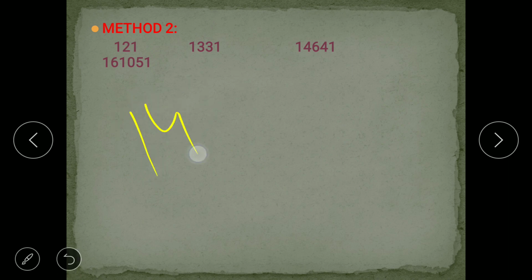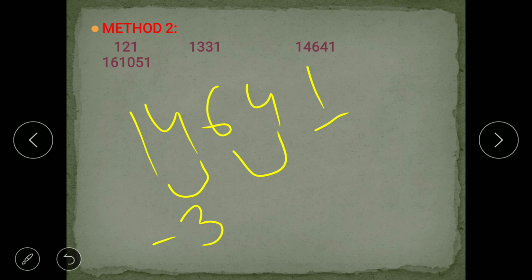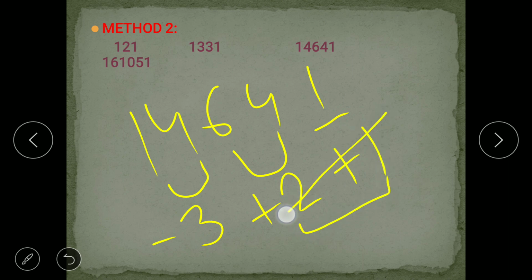1 4 6 4 1. Now see, pair, pair, and this one will be single. 1 minus 4 will give you minus 3. 6 minus 4 will give you plus 2, and 1 will be plus 1. See, 2 plus 1 will be 3. 3 plus 3 and minus 3 will give you 0. Thus 14641 is also divisible by 11.